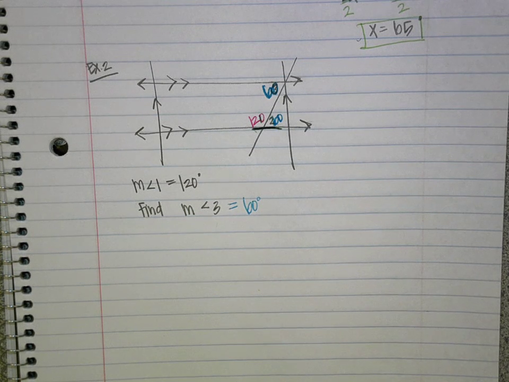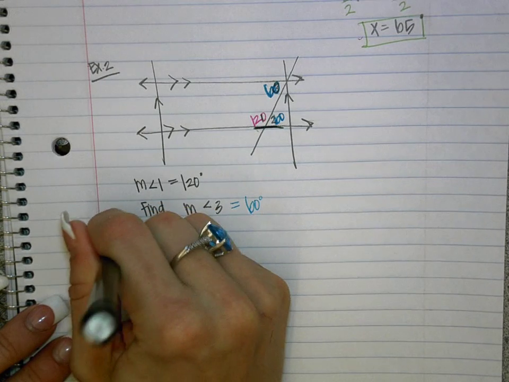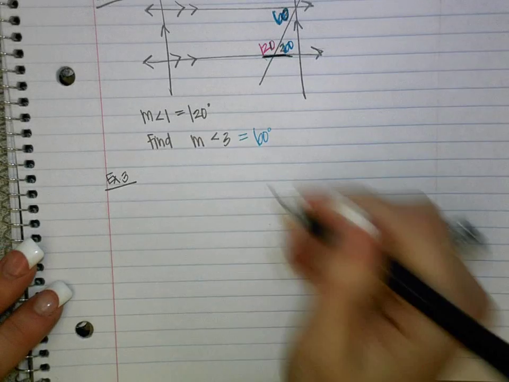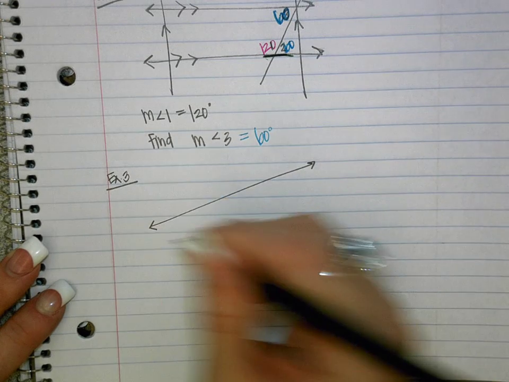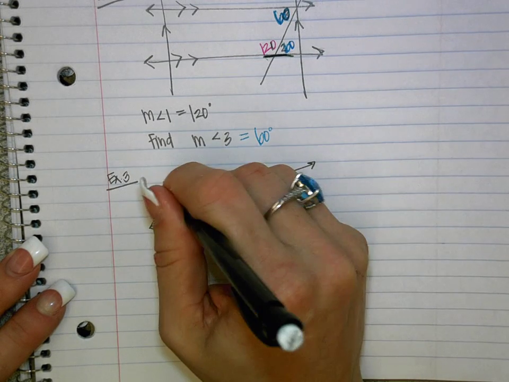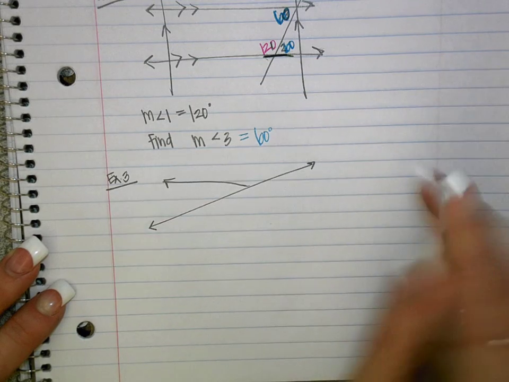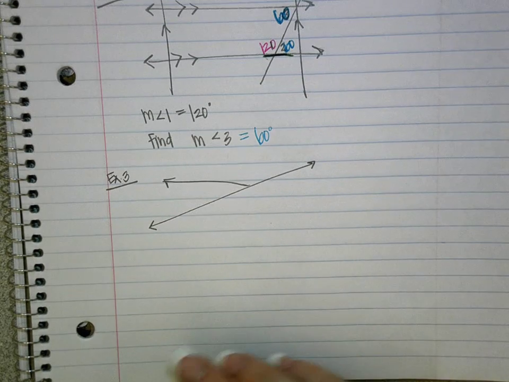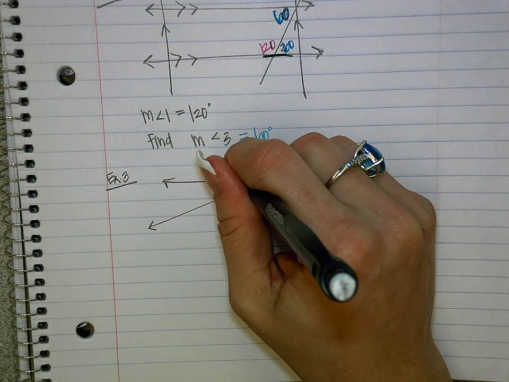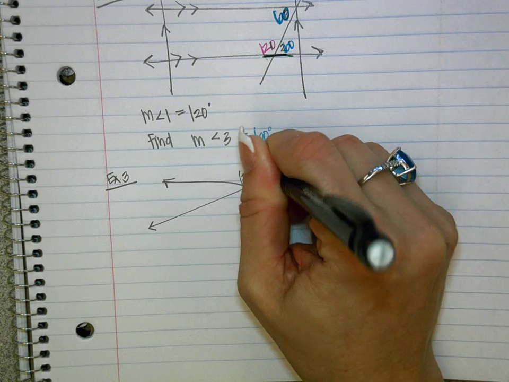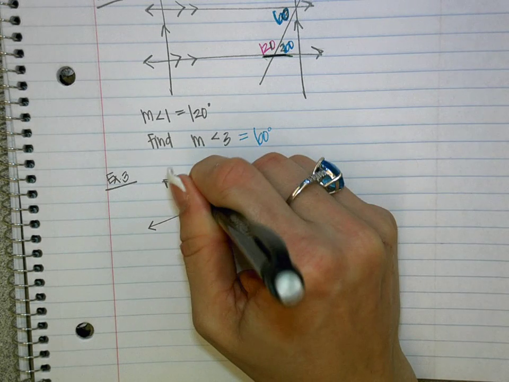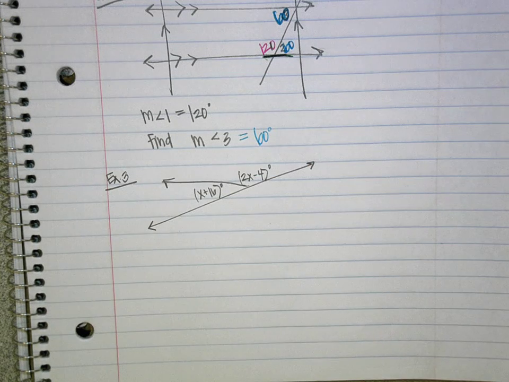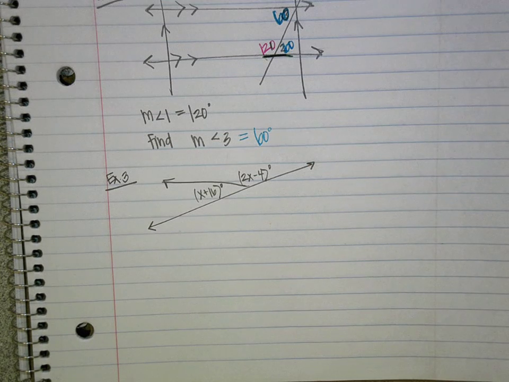Okay, let's look at a couple more. Let's try number 3. If I give you a straight line with what is called a bisected angle, so the angle is cut in two, and I say that this side is 2x minus 4 degrees, and this one is x plus 16 degrees. And I ask you to solve for x. Solve for x.